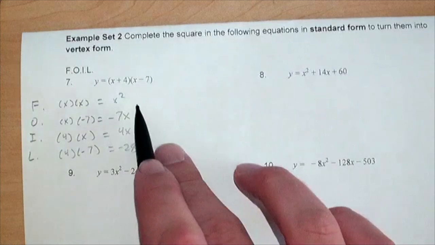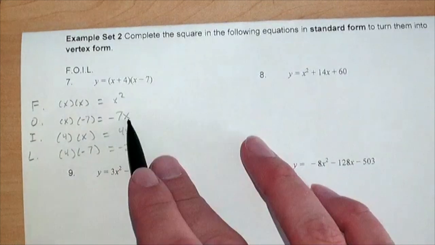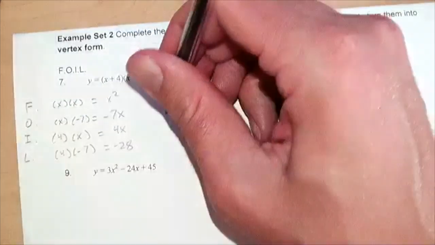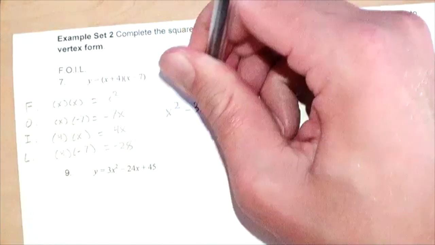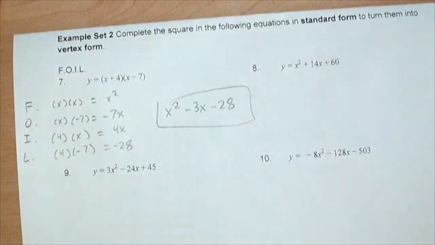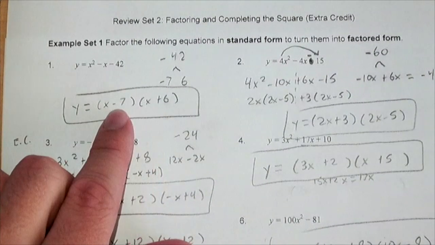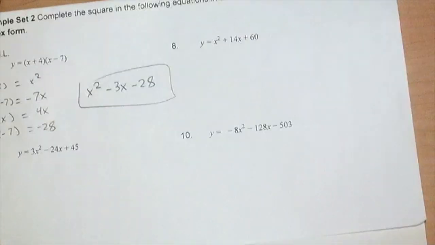Once you have that, this is the first term, this is the last term. You just do the middle, like add them up. So negative 7x plus 4x. And that'll give us standard form. So yeah, that ties more into the first set. FOIL is the opposite of factoring. But yeah, I think that's our easiest skill.